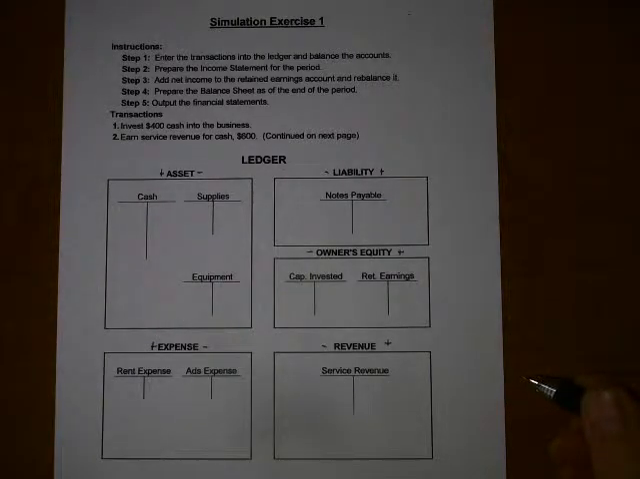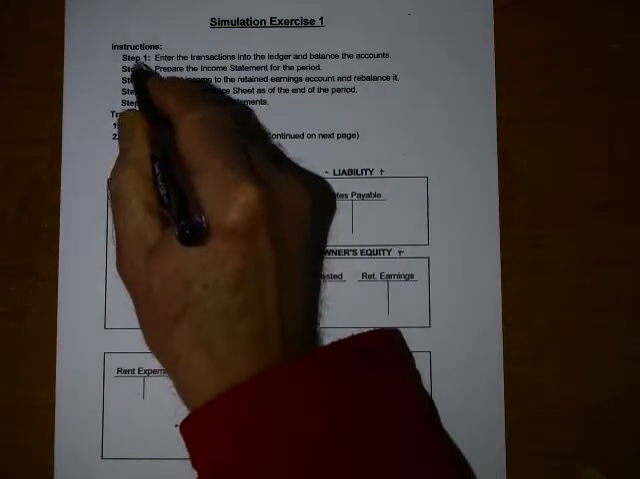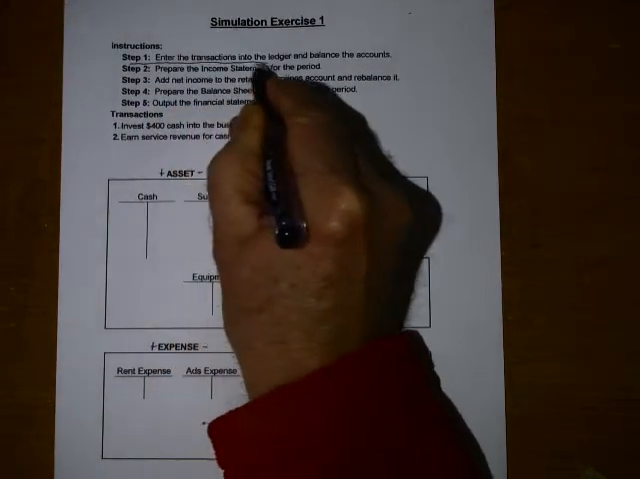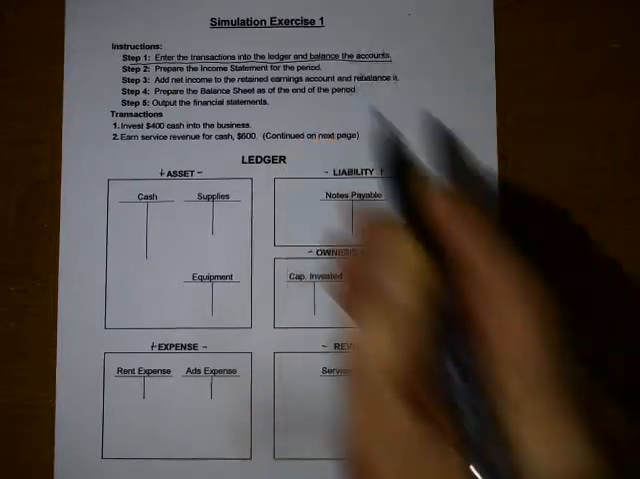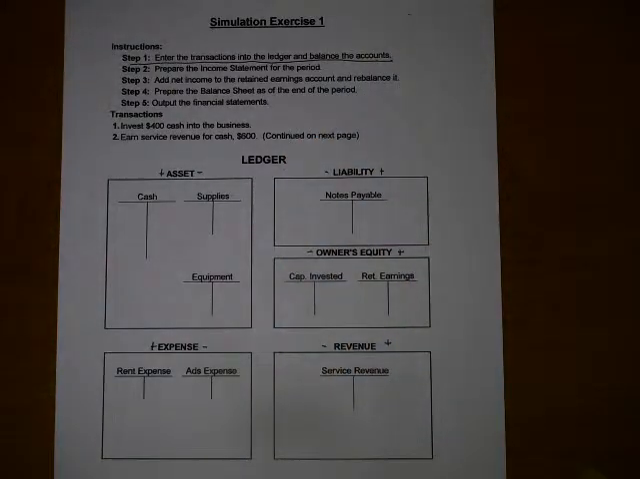Now, the accounting cycle process, the way I present it, has 5 steps. What we're going to do is look at step number 1, entering the transactions in the ledger and balancing the accounts using double entry accounting. Step number 2, we prepare the income statement. Step number 3, we add net income to retained earnings. Step number 4, prepare the balance sheet. And step number 5, we output the financial statements. So we're going to record a series of transactions, and we're going to complete the ledger by balancing the accounts.